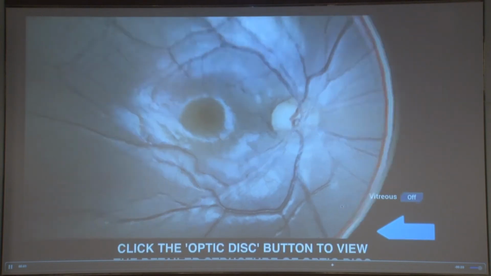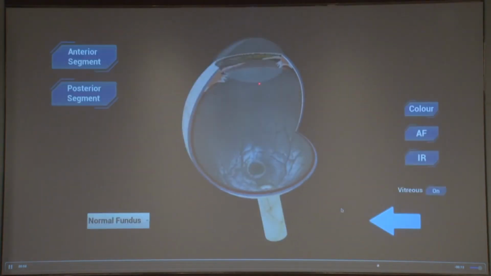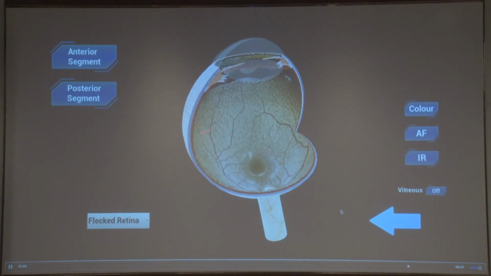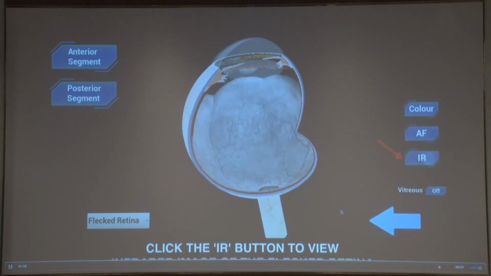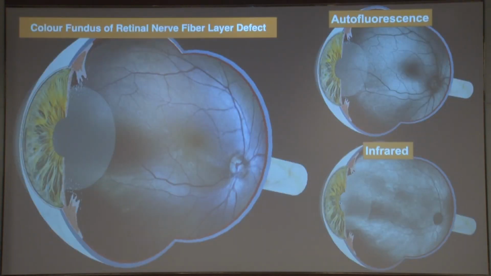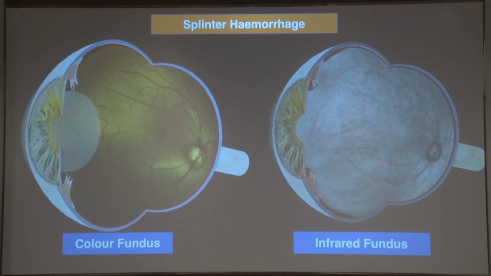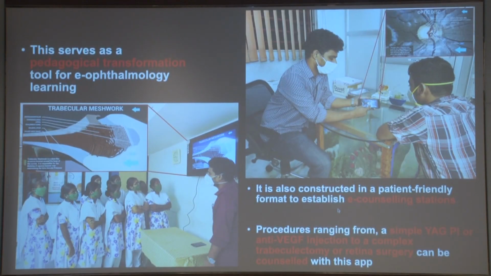Now, once the normal structures are shown, we started adding all the patients' pathology as well. Now, giving a quick glimpse of the pathology. For example, this is a pathological fundus. You can turn off the vitreous for better clarity. You're choosing flecked retina. There is a color image along with autofluorescence and infrared in the application that we have given. So you have a better view of all the pathologies, especially for neophytes, retinal nerve fiber layer defects in infrared as well. We have given a complete atlas: glaucoma, myelinated nerve fibers, splinter hemorrhages, and this serves as a pedagogical transformation for e-ophthalmic learning as well as counseling.